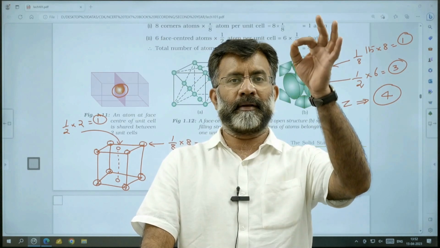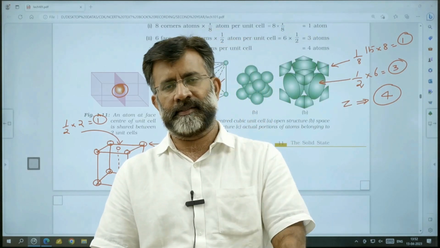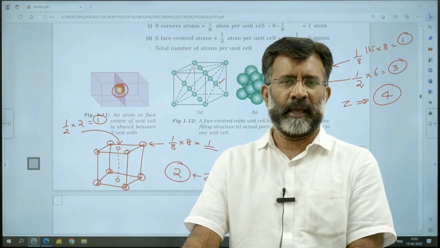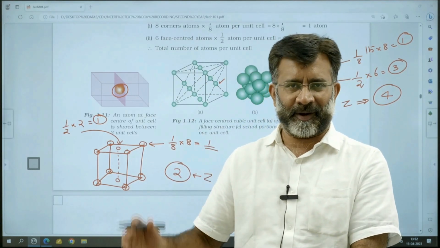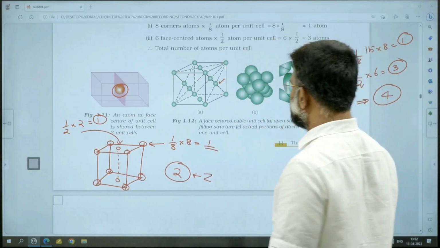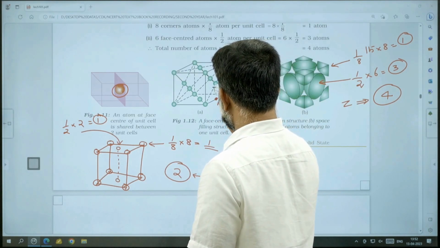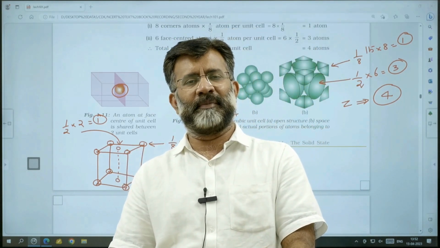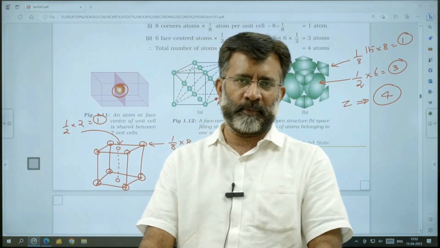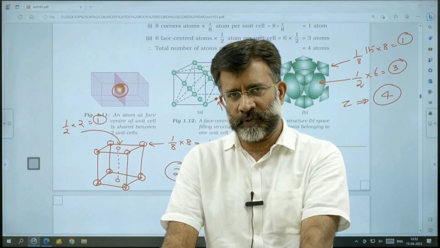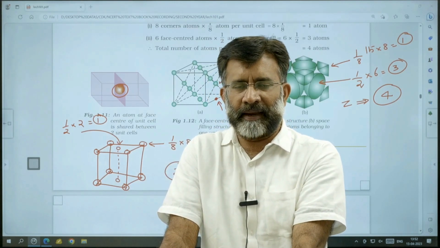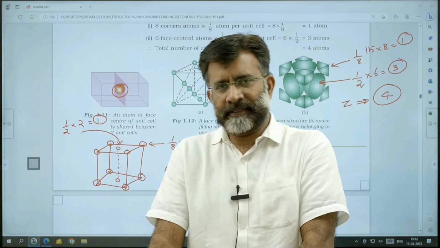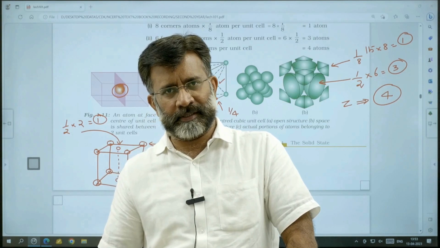Please understand, a particle coming at a corner, contribution will be 1 by 8. A particle coming in the body center, contribution is 1. A particle coming in the face center, contribution is half. A particle coming in the edge center, that is not coming in this discussion. Suppose there is a particle in this edge center. Imagine there is a particle here. The contribution is 1 by 4, because one edge is common for 4 unit cells. So corner, 1/8 contribution. Body center, 1 contribution. Face center, half contribution. And edge center, 1/4 contribution. Is it clear? That's about the calculation of effective particles per unit cell, the so-called rank.